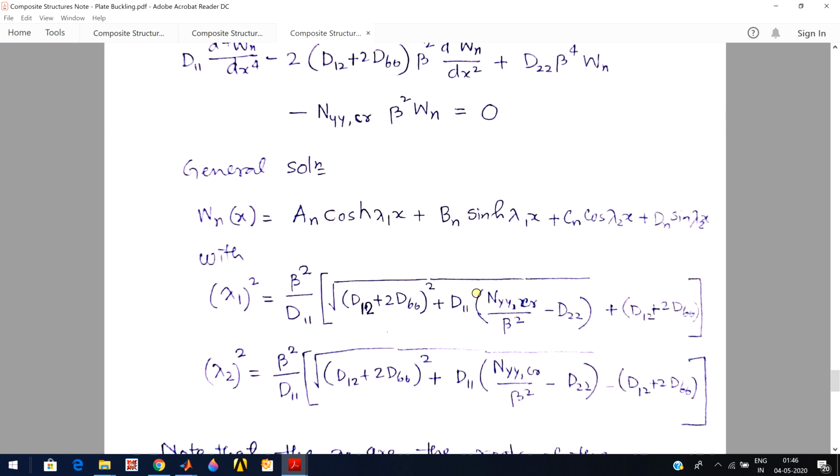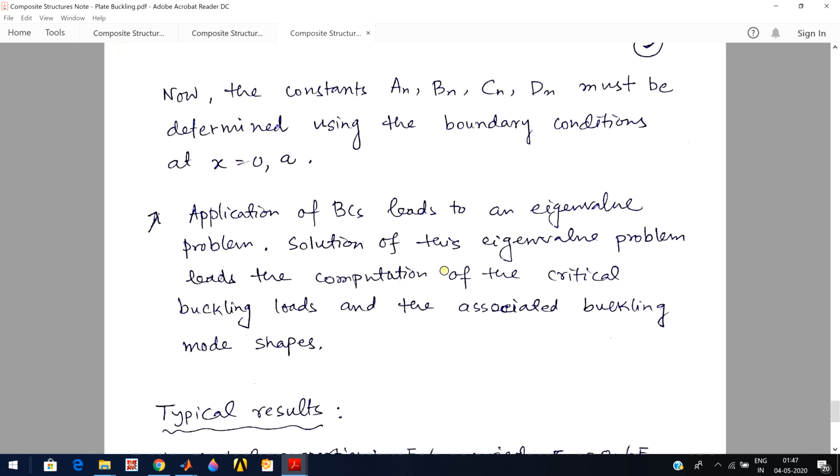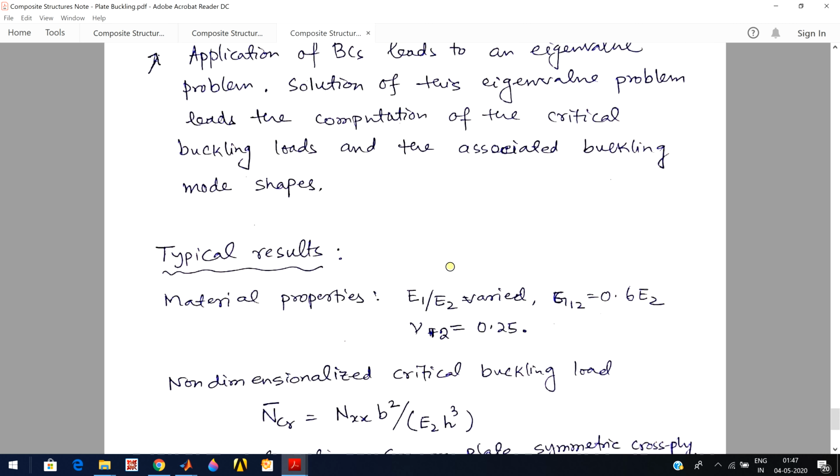Now after putting in the boundary conditions, we'll get 4 equations, because we have to apply 4 boundary conditions. From these 4 equations we'll get an eigenvalue problem, as we just did for the vibration case. By solving this eigenvalue problem, we can get the buckling load, and after that by solving for the A, B and C's, we can get the mode shapes.